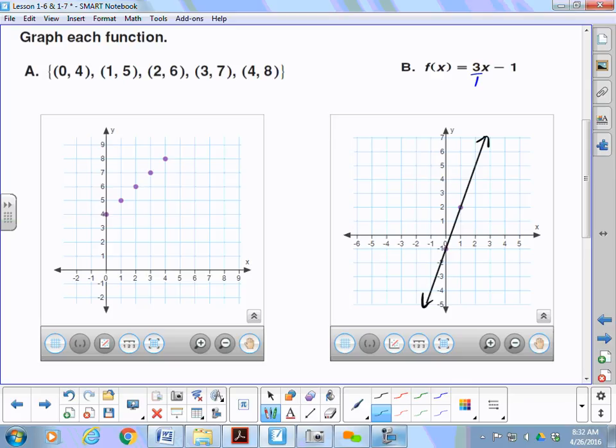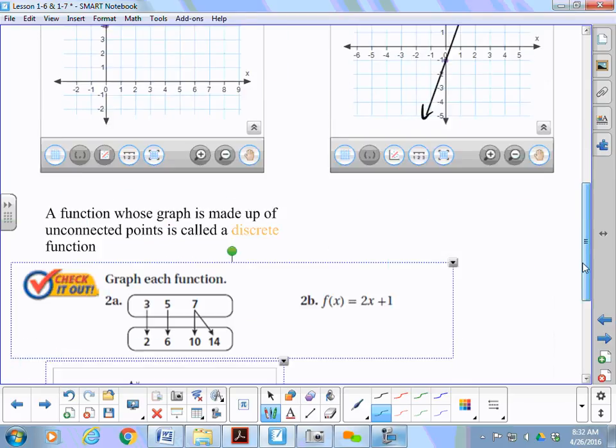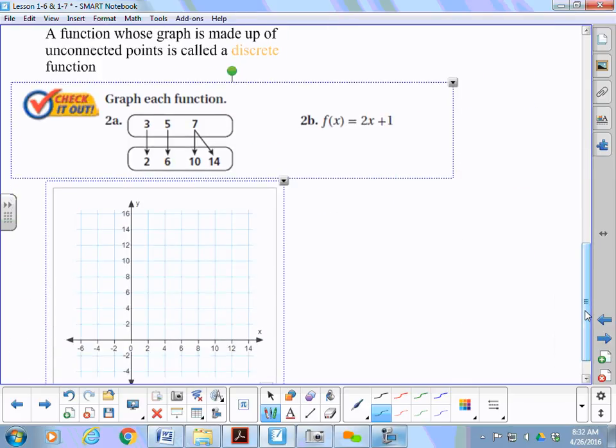So remember, if the slope is positive, the graph goes up as it goes to the right. If the slope is negative, it goes down as it goes to the right. Okay? But we always graph the y-intercept, then the slope, draw our line to those 2 points. All right. Okay, so graph these two.